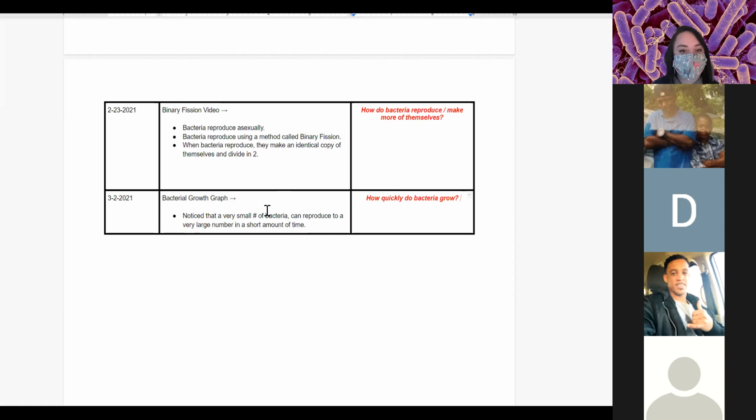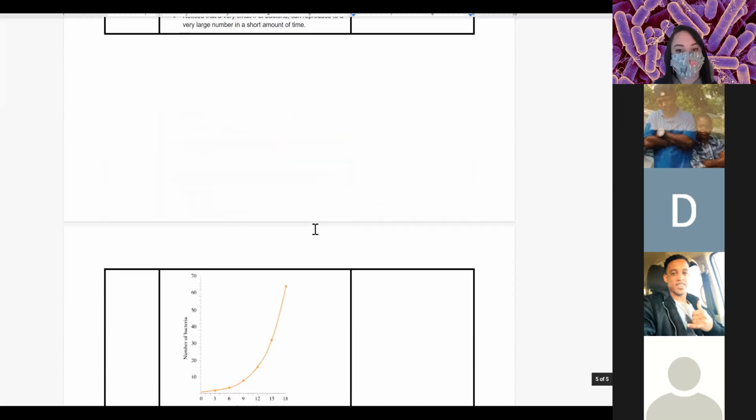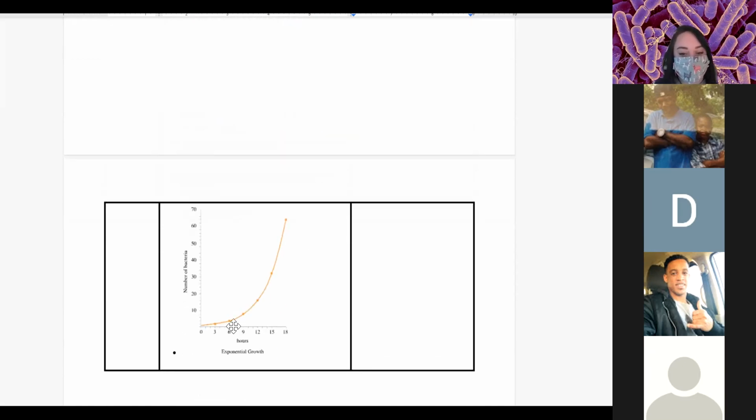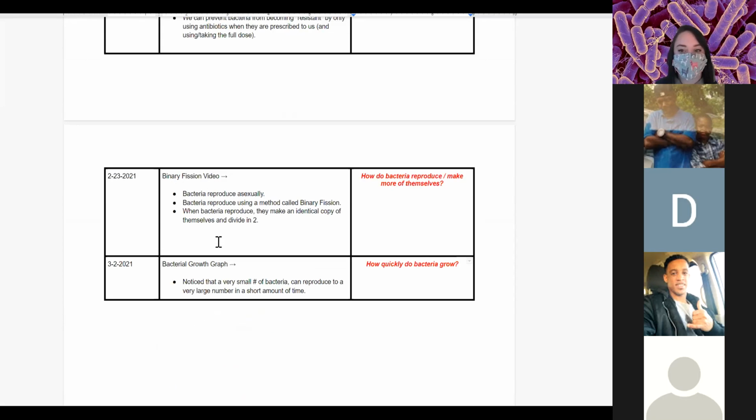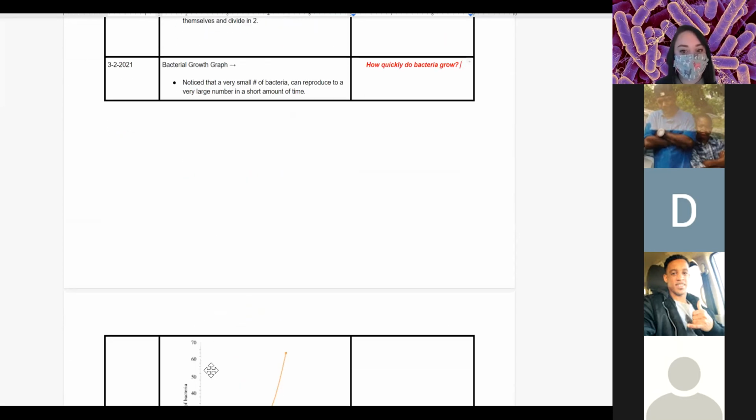So this last thing we looked at was our bacterial growth graph. We noticed again that a very small number of bacteria can reproduce to a very large number in a short amount of time, and that graph seemingly just skyrockets very quickly out of nowhere. This helps us understand how quickly they can grow and why any type of infection, viral or bacterial, can become so serious so quickly.